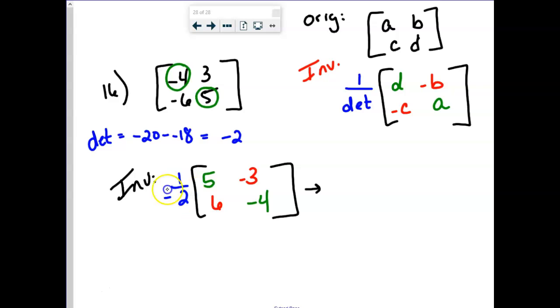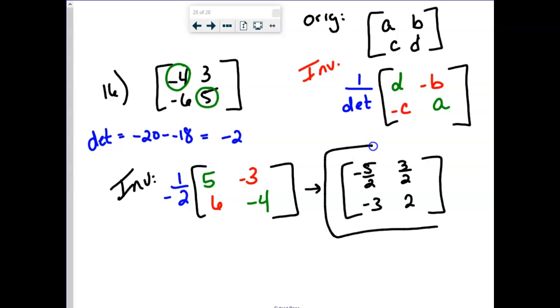All you got to do now is treat this negative 1/2 like a scalar multiple and multiply it into all the terms. So this is a negative 5/2, and then it's a 3/2, and then it's a negative 3, and then it's a 2. So what you just found is called the inverse matrix.